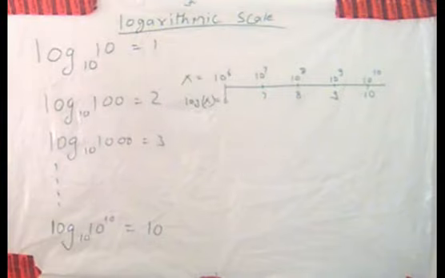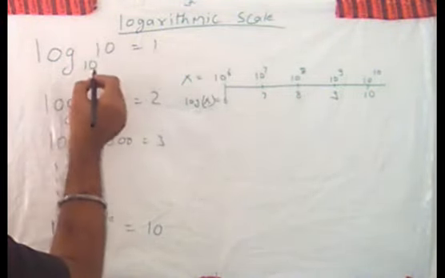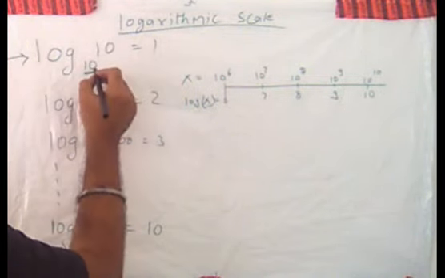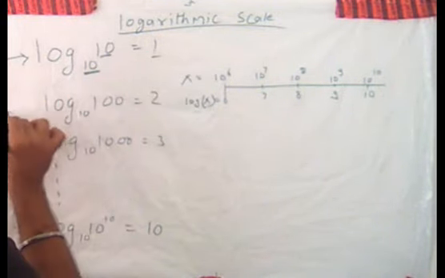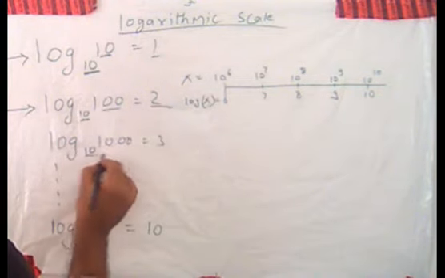So before that, let's see a property of log. I have written some values of log base 10. So let's say log 10 base 10. We know what power should I raise this number to get this number. The answer is 1. Similarly, what power should I raise to get 100? Answer is 2. And so on.